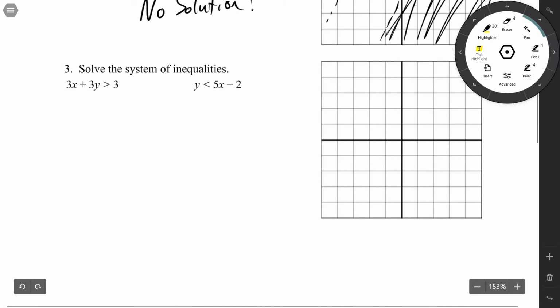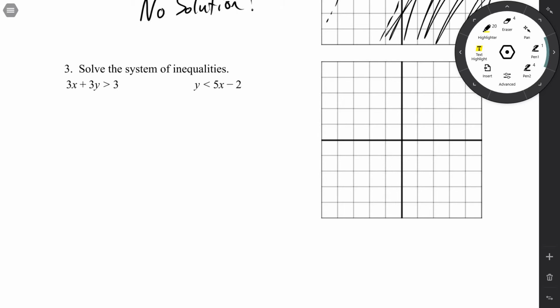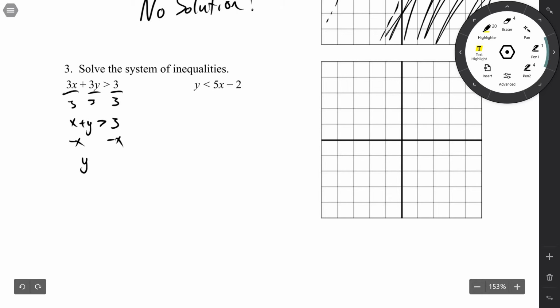All right, solve this system of inequalities. Hey, this one looks pretty similar to what we did on the homework already. We'll divide everything by 3, just to start it off, x plus y is greater than 3. I will subtract x from each side. That's going to give us y is greater than negative x plus 3. So that's a borderline we can definitely graph. Right there at the intercept with a slope of positive 1. This is a dashed line.